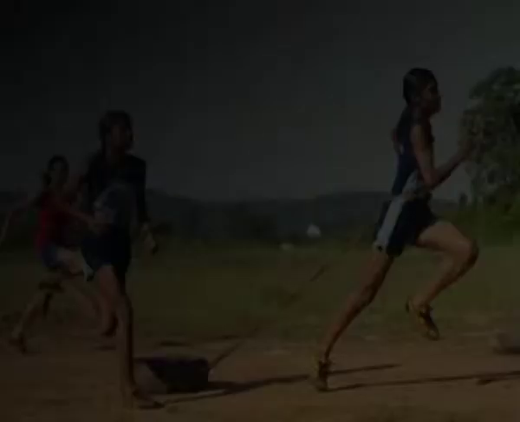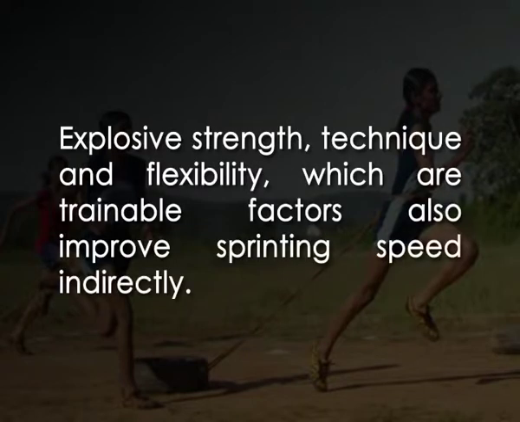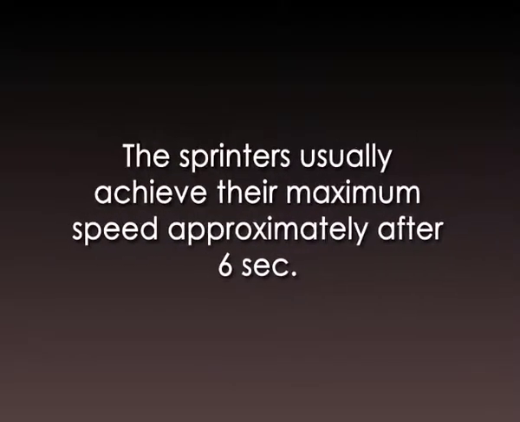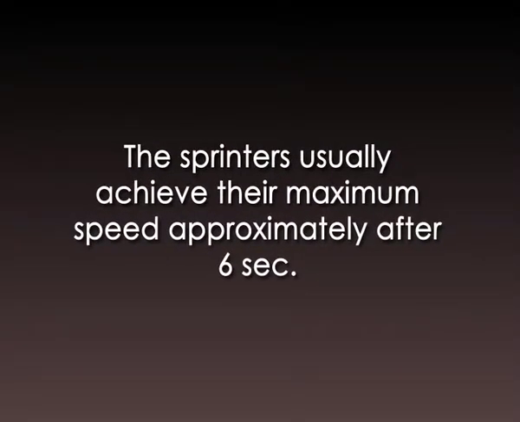Indirect development of locomotor speed can be achieved by improving the efficiency of the central nervous system, even though it is less trainable. Explosive strength, technique, and flexibility, which are trainable factors, also improve sprinting speed indirectly. Henry proved that sprinters usually achieve their maximum speed approximately after 6 seconds.